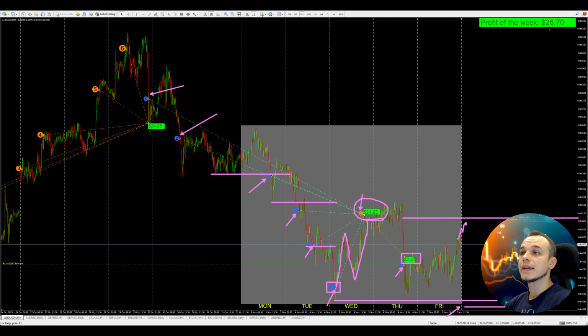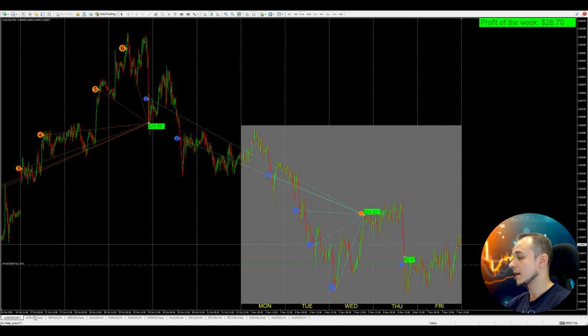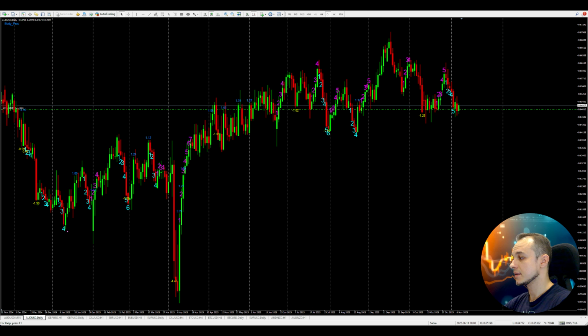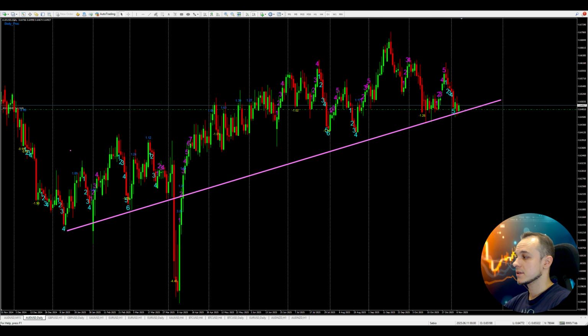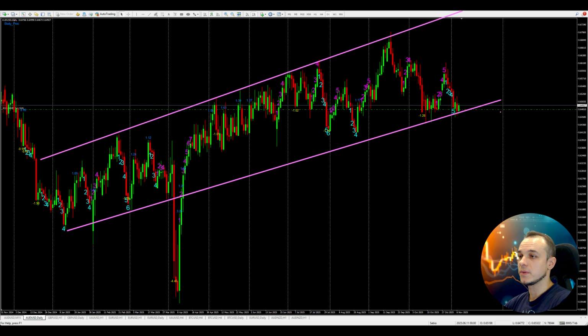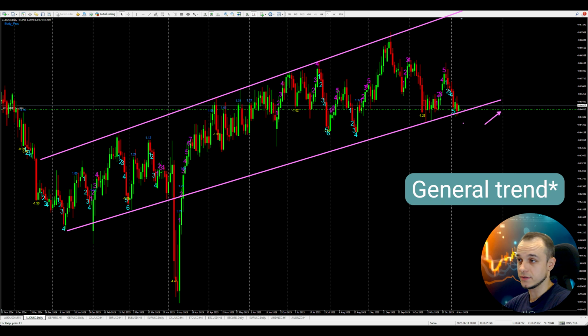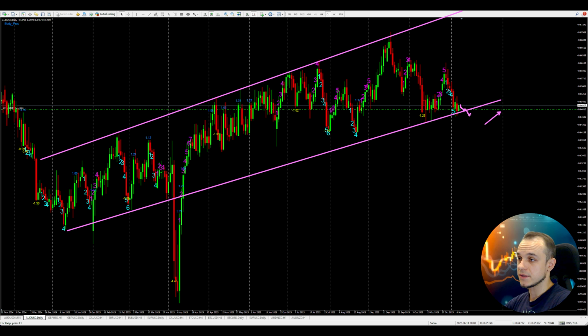The profit of this week amounted to $26, and on the daily time frame you can see that despite this consolidation we are globally in an uptrend. So it means that the general movement and the buy trades that we are holding, they are following the general trend. So even if we're going to see the retest of this level or some kind of an attempt to break this level, we still have the global uptrend, which sooner or later will help us to close all the trades with a profit.